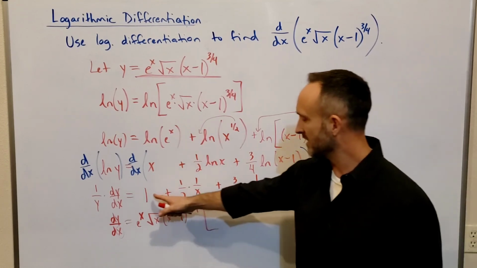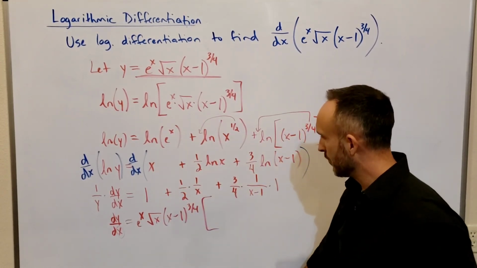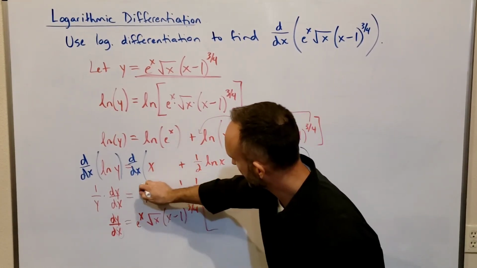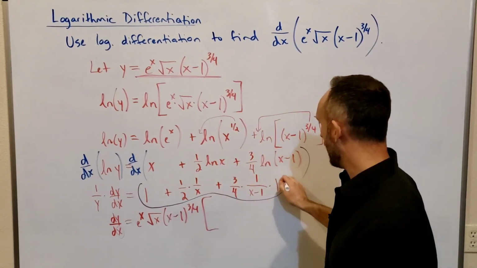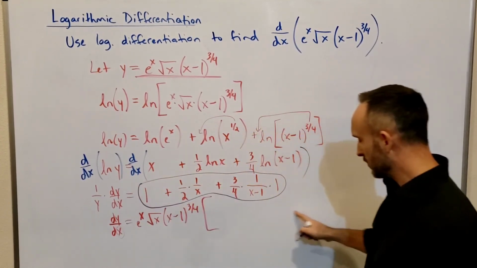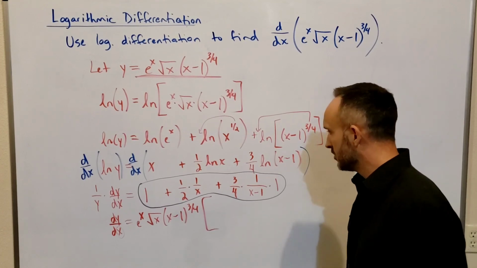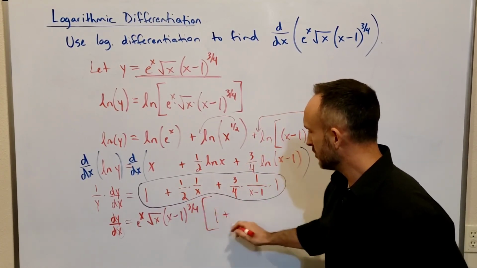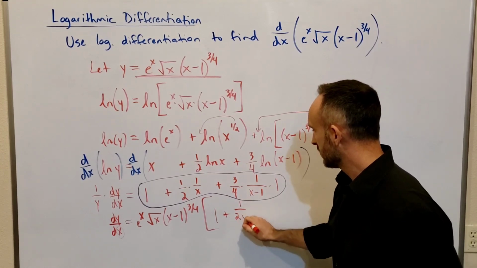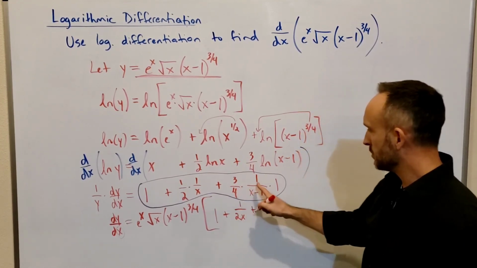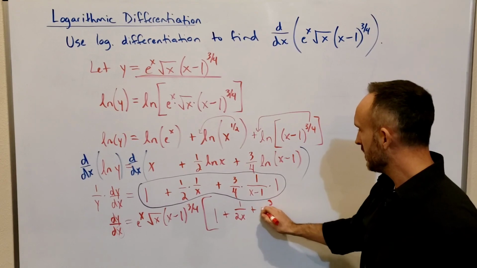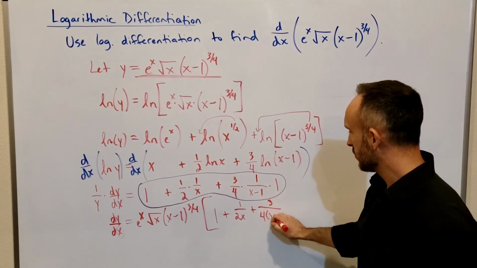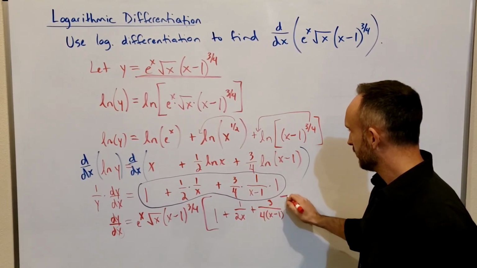Okay, so now we're just going to clean up what we have here on the right side, yes? We're multiplying the entire right side here by y. So that's what's going to go in the brackets. So I've got 1 plus multiplying the two fractions, I get 1 over 2x, plus multiplying the three fractions, I get 3 over 4 times the quantity x minus 1.